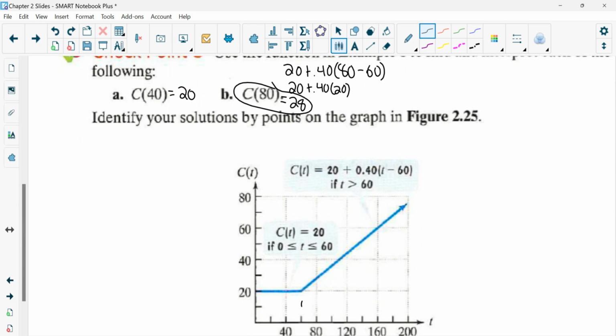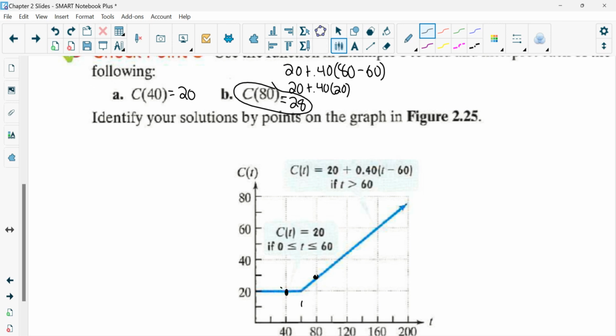And so this is what the graph would look like. Notice it's flat at $20 from 0 to 60. And then it has that slope of 0.4 for the rest of the way. Okay, so if I want to use the graph, C of 40 is right here. That's saying 20. And C of 80 right here. It's about 28, a little lower than 30.